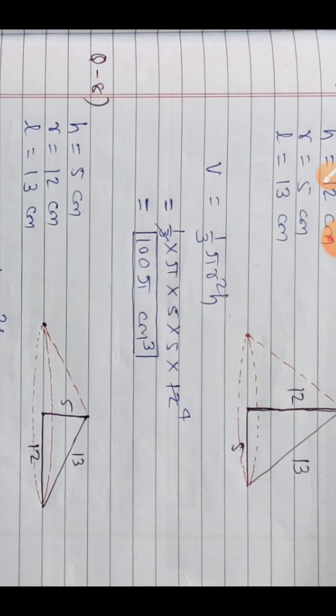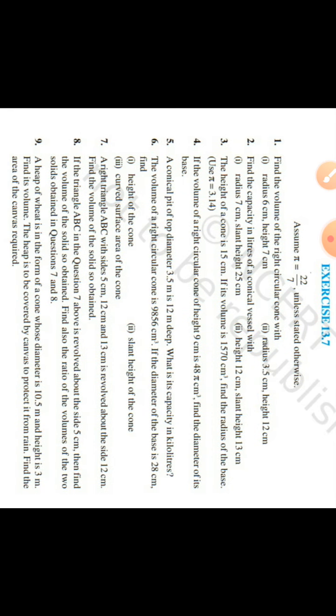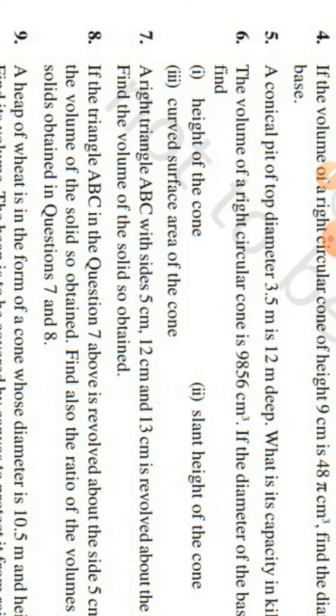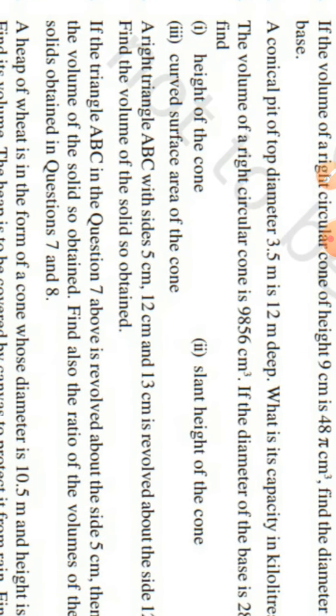Now question 8 is quite the same type but a little different from this one. Look at question 8. If the triangle ABC in question 7, the same triangle, is revolved about the side 5, not about the side 12, then 5 will become the height and 12 will become the radius. So just R and H are interchanged in this particular question.